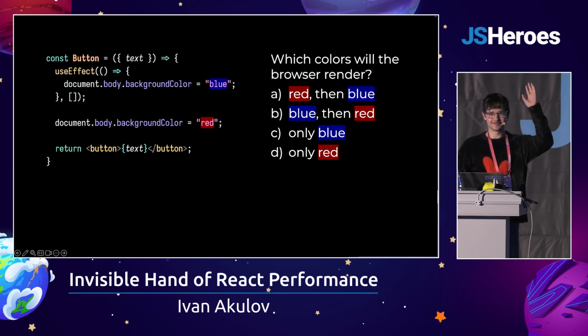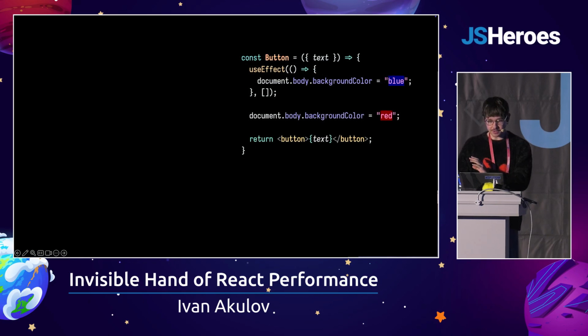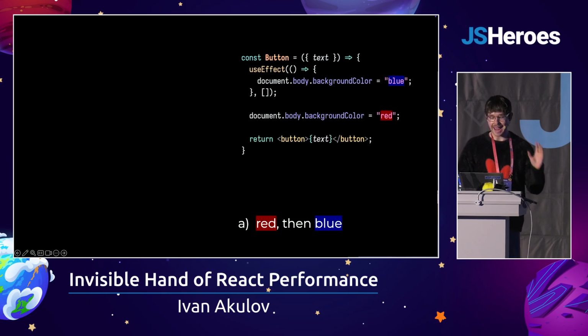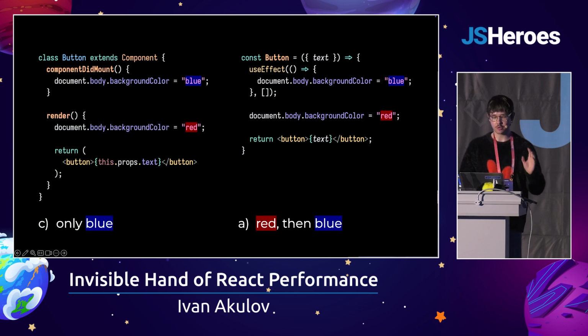Who thinks it's A? OK, I can see a few hands. Who thinks it's B? Also a few different hands. Who thinks it's C? Just 2 or 3 hands. Who thinks it's D? Also several hands. So the right answer here is A, red, then blue. So with useEffect, the right answer is A, red, then blue. But with componentDidMount, the right answer is only blue.